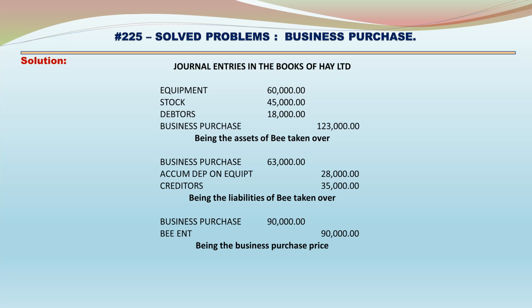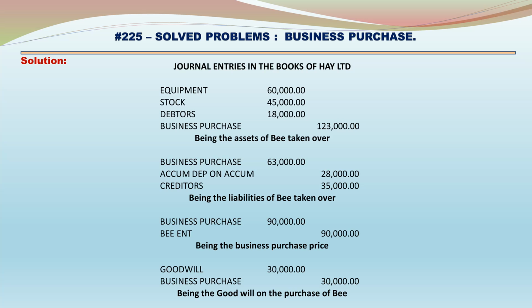Business purchase account debit 90,000, B Enterprises credit 90,000, being the business purchase price. Goodwill account debit 30,000, business purchase account credit 30,000, being the goodwill on the purchase of B Enterprises.